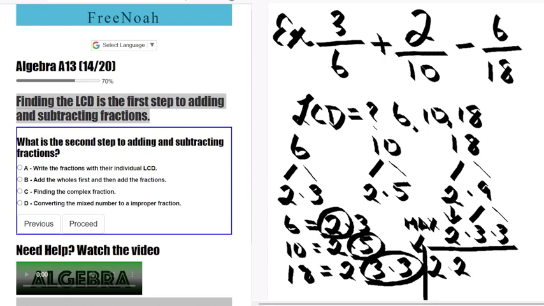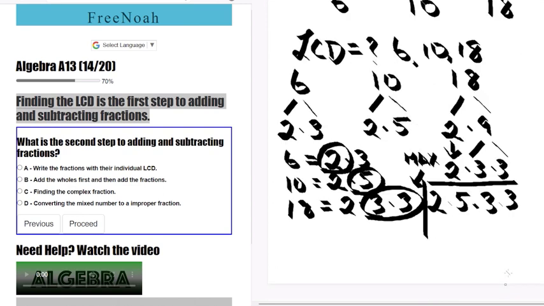All right, now we've got 2 times 5 times 3 times 3, and that gives us a least common denominator of 90. So 2 times 5 is 10, 3 times 3 is 9, and 10 times 9 is 90. So our LCD is 90. Now we look back at the original problem here.